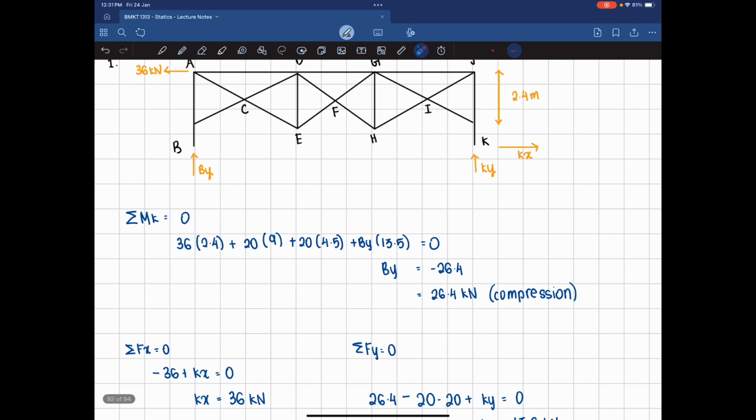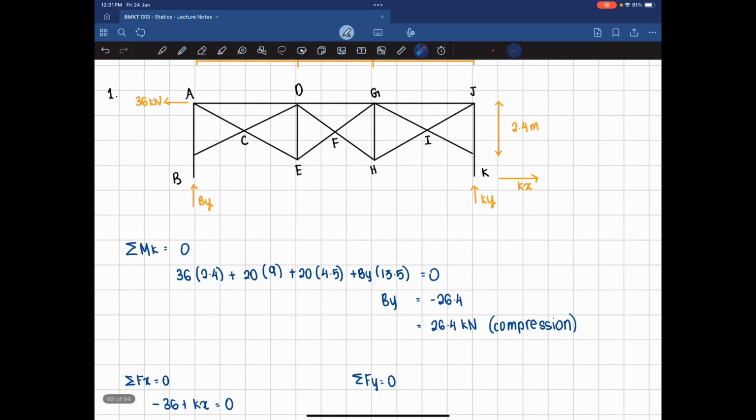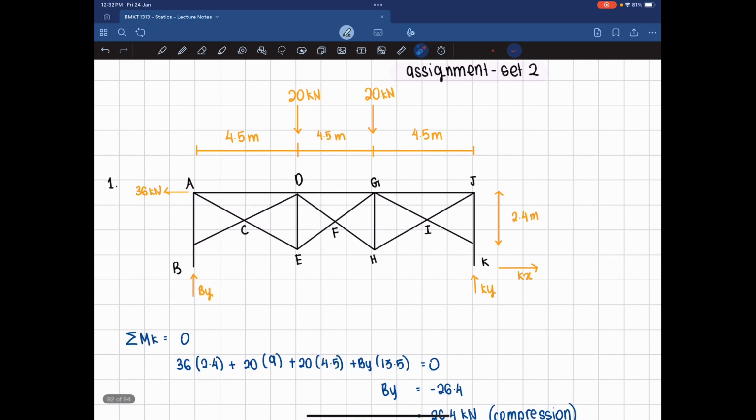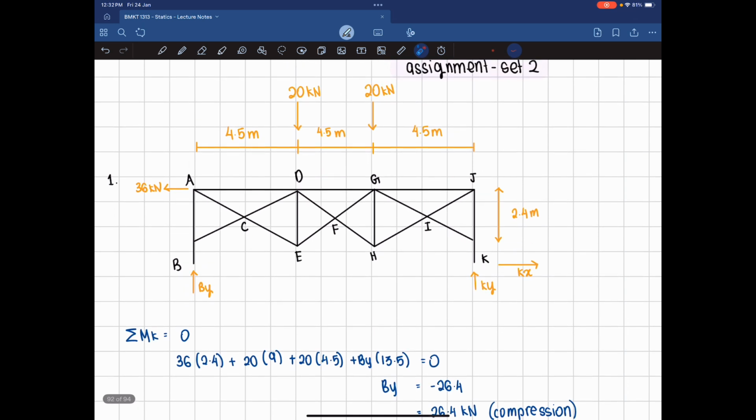So we will start off with finding the moments at point K. We will get 36 times 2.4, taking the perpendicular distance, which we know is 2.4 meters. Then we add 20, which is this force, times its perpendicular distance of 9, and then 20 times 4.5, which is this distance and these forces.